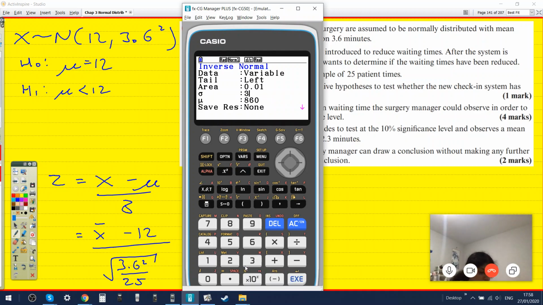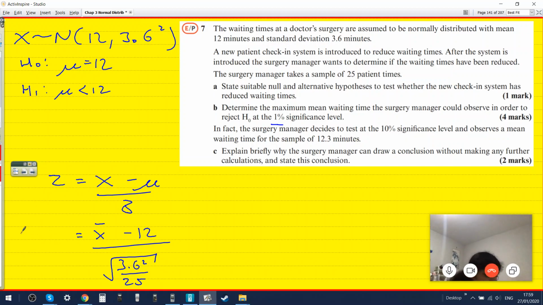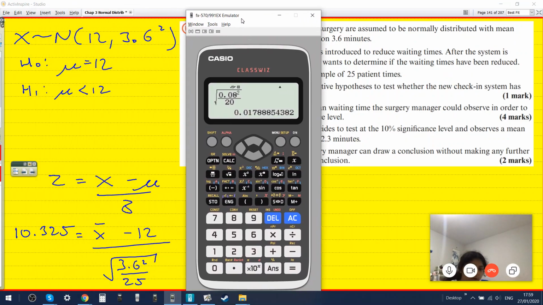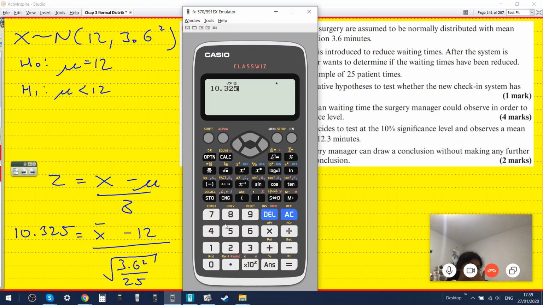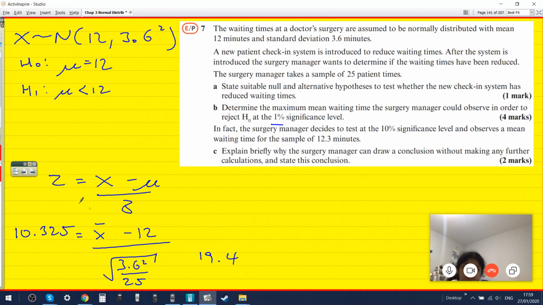Do 12. 10.3. What did you put in for? Did you do left? Yeah, put the sigma as 3.6 squared over 25, square rooted. Sorry, my mistake. And so what was the answer? 10.325. So try solving this. So Z is 10.3. That looks really terrible to solve. Solver. It's 19.434. Let's say 19.4.